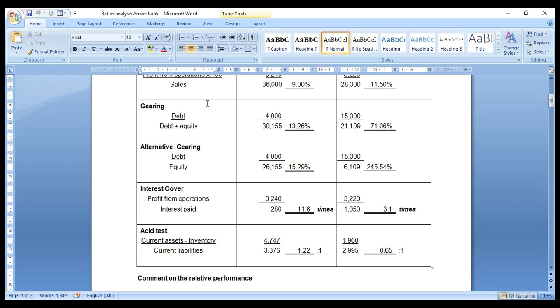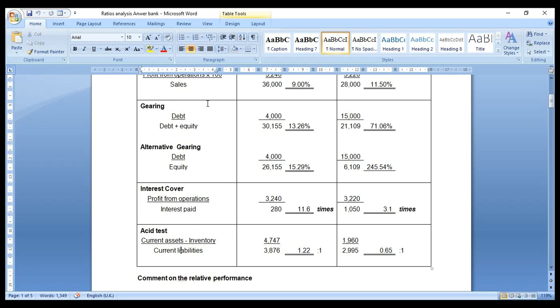I didn't get the acid test. The acid test is total current assets, where we take out the inventory. Inventory means stock figures, because sometimes stock can be outdated. So we want the most liquid, anything which we can convert into cash quickly.